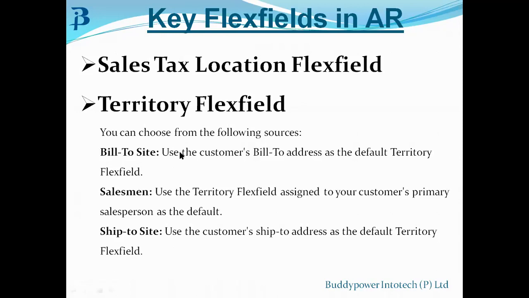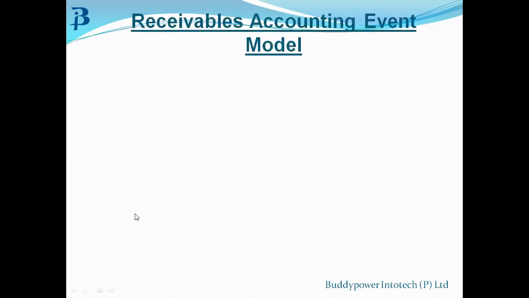Basically, you can choose from the following sources as given here. Bill to site: you use the customer's bill to address as a default territory flex field. Another option is salesman: you use a territory flex field assigned to your customer's primary salesperson as a default. And ship to site: this is the customer ship to address as a default. You can click on any of these options in the drop down when you do a setup. There are more options also, but these are the main three. During the practical session you will understand what it is.